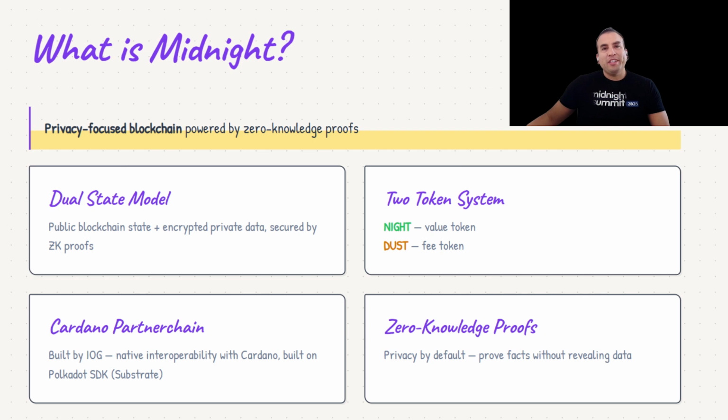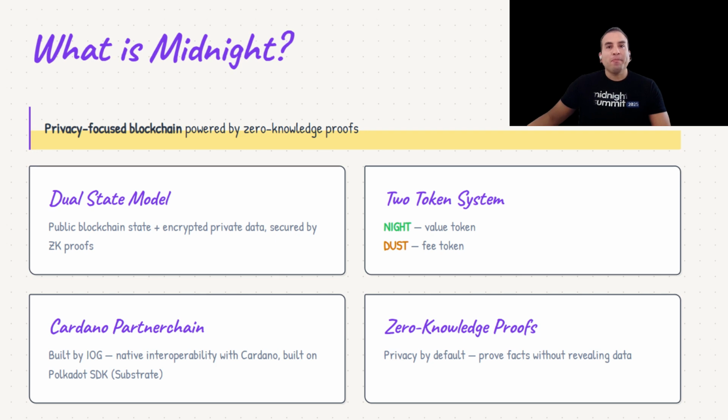Before we touch the CLI, let's make sure we are all on the same page about what Midnight actually is. Midnight is a privacy-focused blockchain that uses zero-knowledge proofs. And the key idea here, the thing that makes it different, is that it has two types of state. You've got the public chain data, which everyone can see, and then you've got encrypted private data that only the parties involved can access. So you get the transparency of a public blockchain where you need it and the real privacy where you need it.